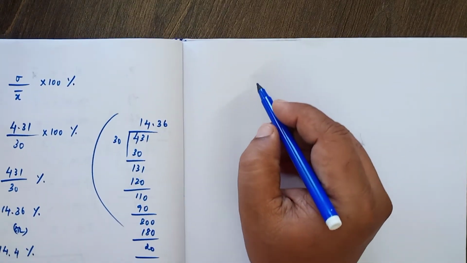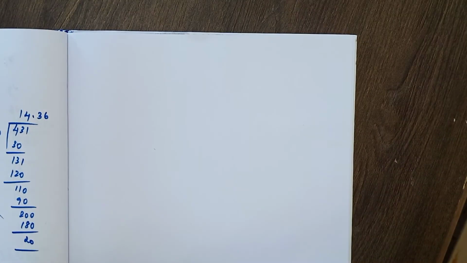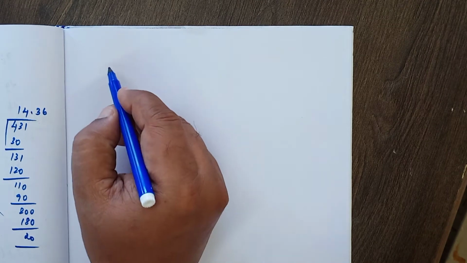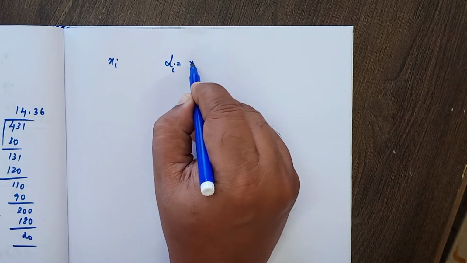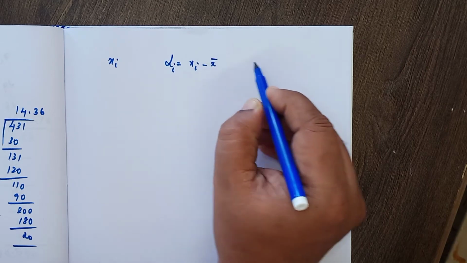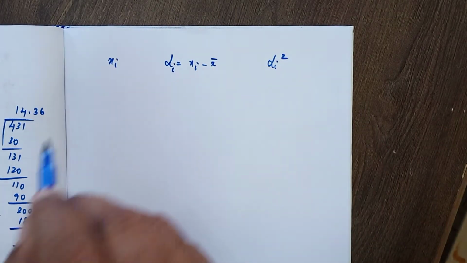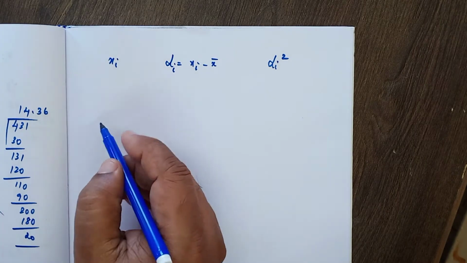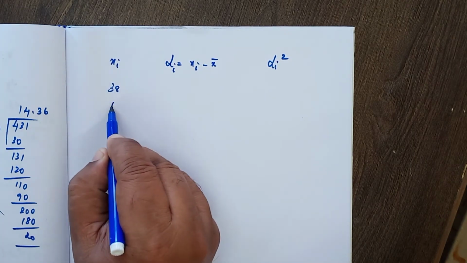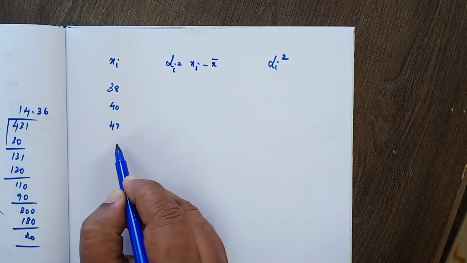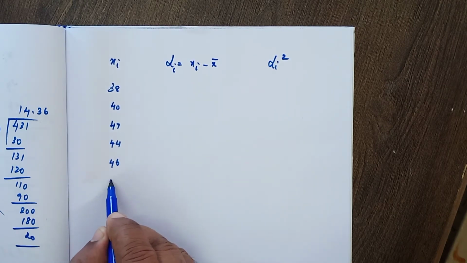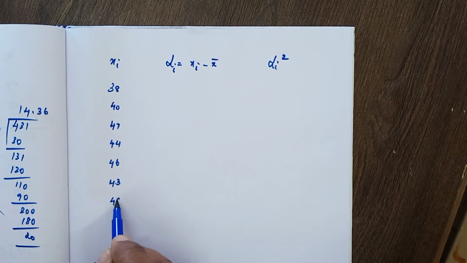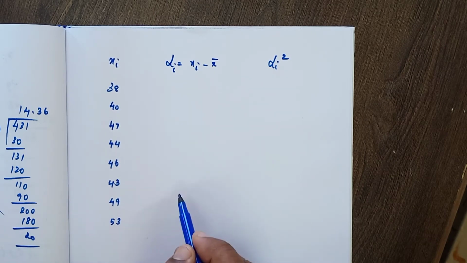Now we can find out the standard deviation. See, 3 columns. First one is xi. Next one di, that is equal to xi minus x bar, and di square. Xi, that is given: 38, 40, 47, 44, 46, 43, 49 and 53.